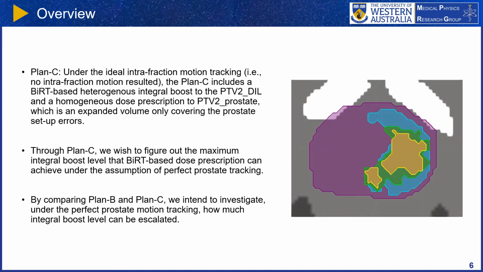Under the ideal intrafraction motion tracking, which means there is no intrafraction motion, Plan C includes a BiRT-based heterogeneous integral boost to the PTV2 DIL and a homogeneous dose prescription to the PTV2 prostate, which is an expanded volume only covering the prostate setup errors. Through Plan C, we wish to figure out the maximum integral boost level that BiRT-based dose prescription can achieve under the assumption of perfect prostate tracking. By comparing Plan B and Plan C, we intend to investigate how much the integral boost level can be escalated under perfect prostate motion tracking.